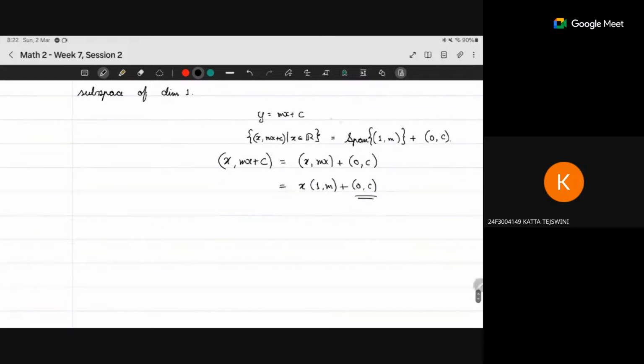All right. So is this equation okay? Yes, sir. Okay.